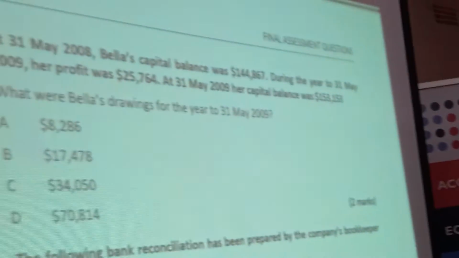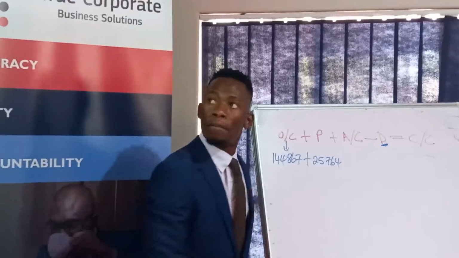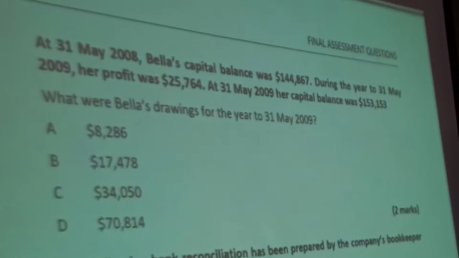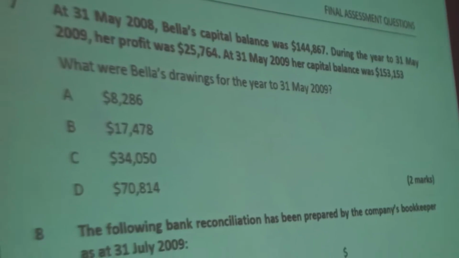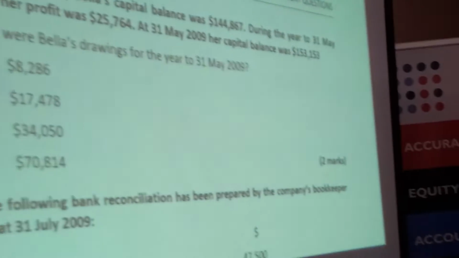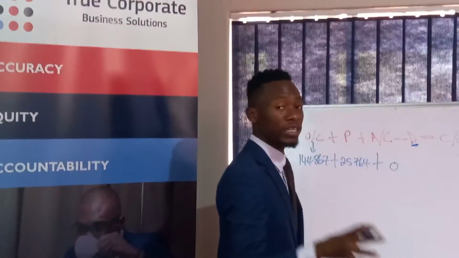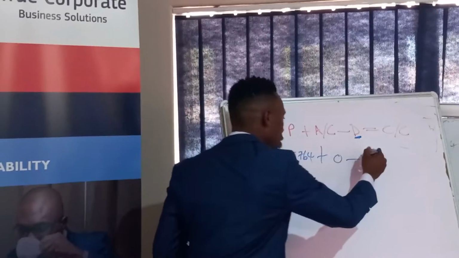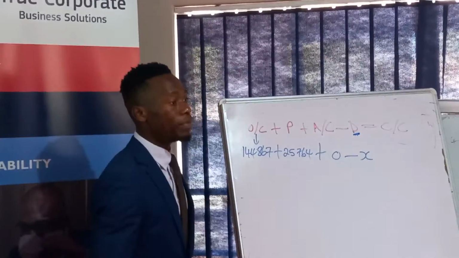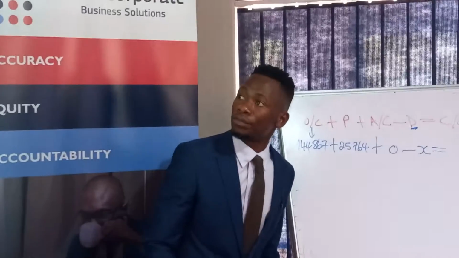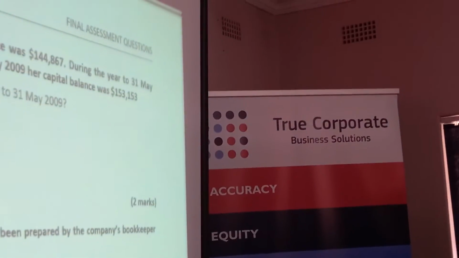Plus what is the profit for the year? Or they call it the net profit. The profit is 25,764, right? Plus, do we have the capital that was introduced during the year? If they say there is capital introduced, it means it's additional capital, but we don't have. So I will write my formula as it is, just in case in the exam, if you're given the additional capital, you know that you add it here. Now I'm calculating the drawings, so my X is representing the drawings. Equal to the closing capital, what do you have? 153, 153.